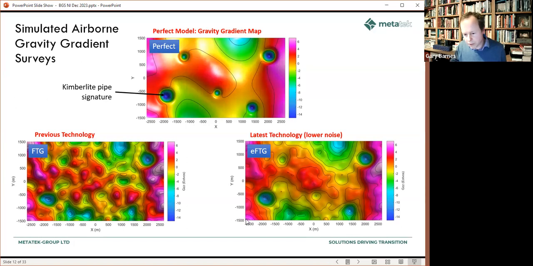When it comes to the more advanced FTG, the enhanced full tensor gradiometer, which has much lower noise in that system, now we can see the kimberlite pipes much more clearly, and even the smaller ones are starting to come through with fairly high confidence.